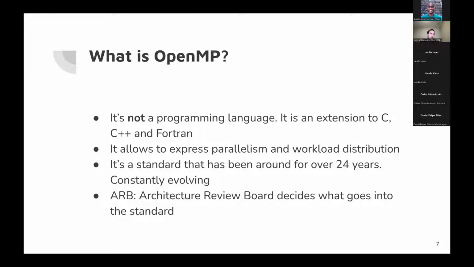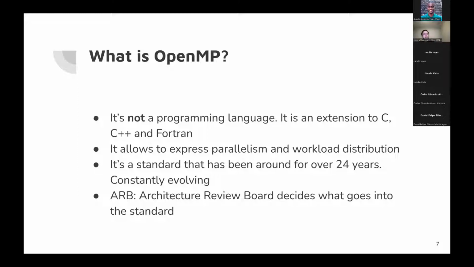It is a standard that has been around for over 24 years. It was first introduced in the late 1990s, and it has been constantly evolving to adapt to the different methods and architectures that we see in parallel computer systems, in particular in the HPC area, because in HPC we want massive amounts of computation, and the best way we have been able to do that is through parallelism, and in particular through the use of GPUs and accelerators during the last decade or so.